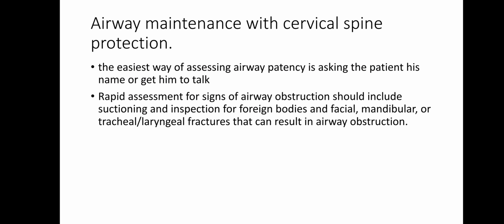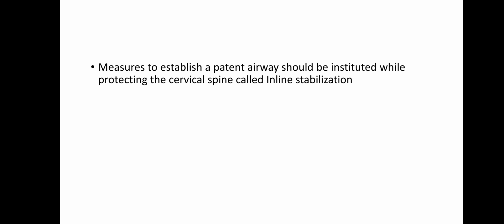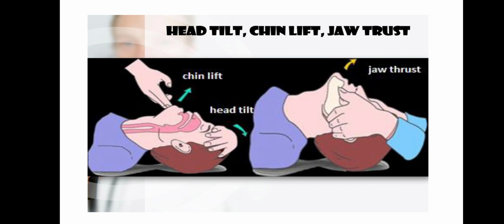The easiest way of assessing airway patency is asking the patient his name or getting him to talk. This rapid assessment for signs of airway obstruction should include suctioning and inspection for foreign bodies and facial, mandibular, or tracheal, laryngeal fractures that can result in airway obstruction. Measures to establish a patent airway should be instituted while protecting the cervical spine, called inline stabilization. Initially, the chin lift or jaw thrust maneuver is recommended to achieve airway patency.